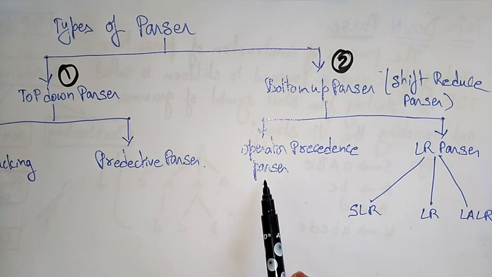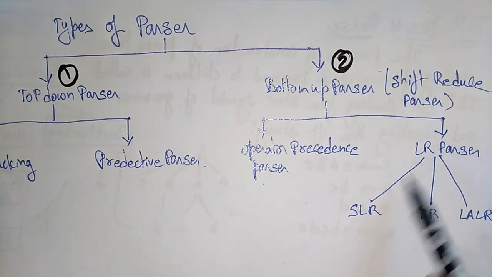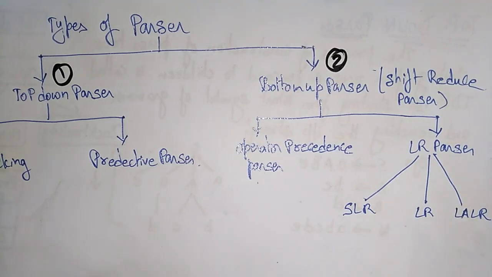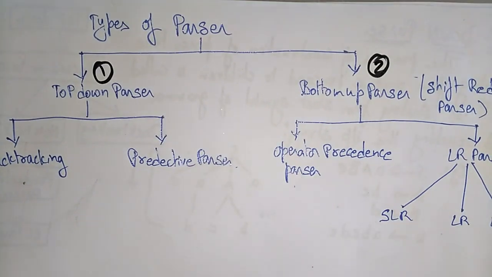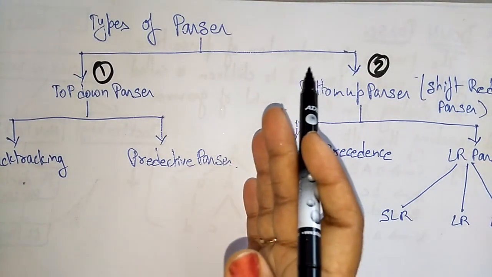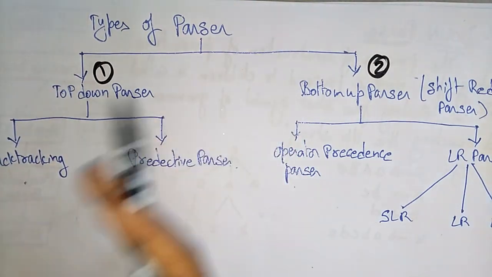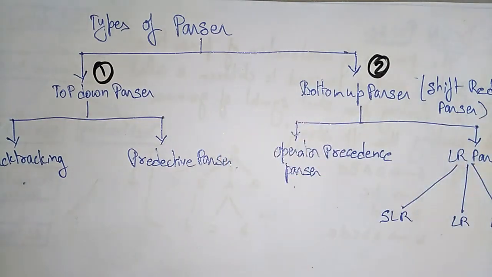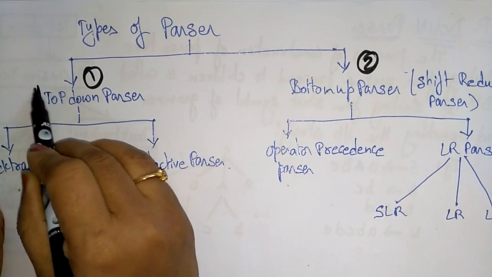This bottom up parser is of two types: one is the operator precedence parser, and the other is the LR parser. Again, LR parser has different types: SLR, LR, LALR, CLR. So these are all the different types of parsers. Let's see them one by one. First, we'll discuss the top-down parser, the different types of top-down parsers, and what role they play in syntax analysis, and after that, bottom-up. Now, let's see a top-down parser.